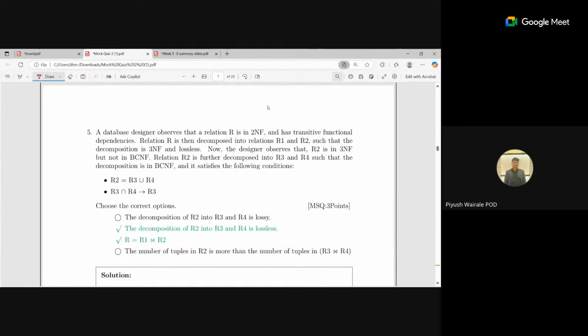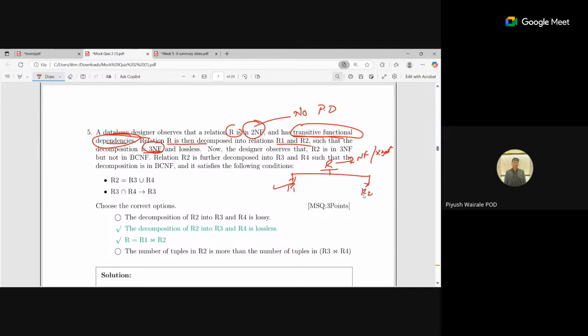Okay, let's try to solve this question. A database engine designer observes that relation R is in 2NF. It means no partial dependency, and it has transitive functional dependencies. Relation R is decomposed into R1, R2 such that the decomposition is in 3NF. So we have R which is in 2NF but not in 3NF. Can we say like this? Yes, because of this statement. Now we are decomposing R into R1 and R2 such that it is in 3NF and lossless. So this is in 3NF.